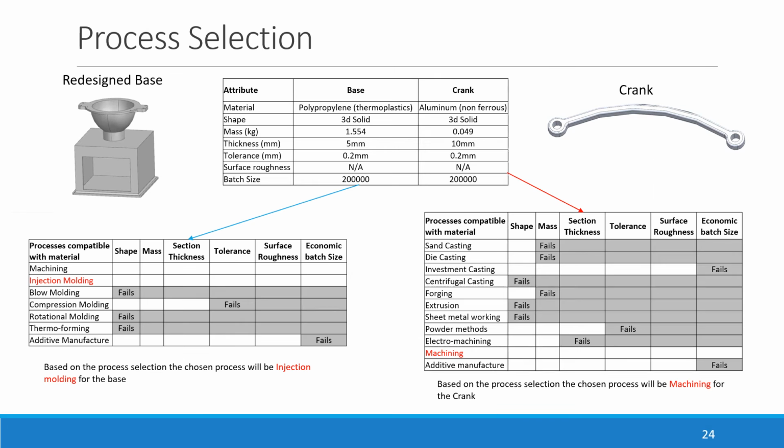The two parts chosen for process selection were the redesigned base and the crank from the design for manual assembly. The base process was chosen to be injection molding based on the attributes determined. The crank was chosen to be machining based on its attributes.